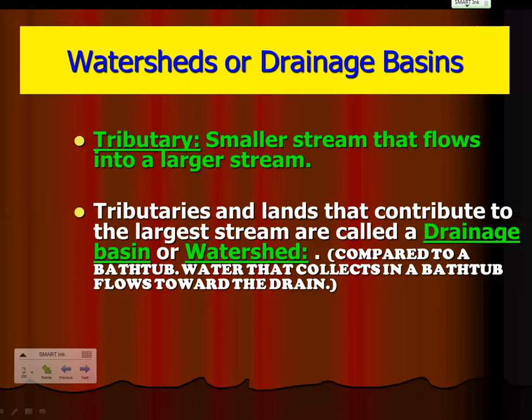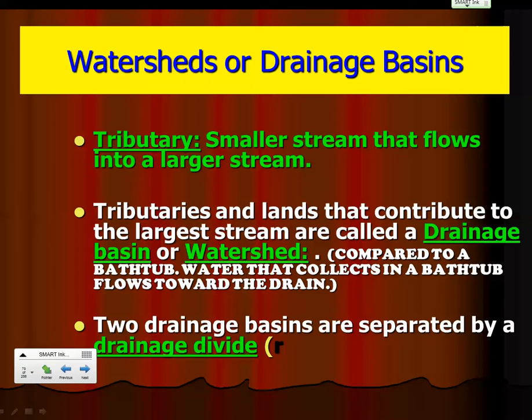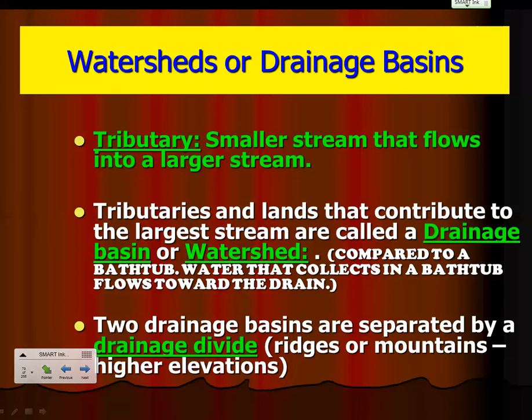Now this can be compared to your bathtub. All the water when you take a shower that hits the walls of the bathtub and flows back in ends up going down that drain. That's like a watershed. And if you had a whole bunch of bathtubs all lined up together near each other, all the walls of the bathtubs would separate the other bathtubs. So in nature, there's not bathtubs, but there's mountains and valleys, and those mountains act as drainage divides. They separate one drainage basin from the next, or one watershed from the next.